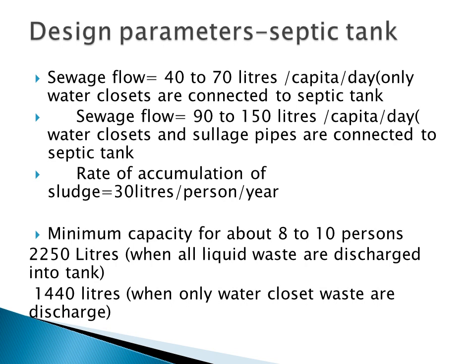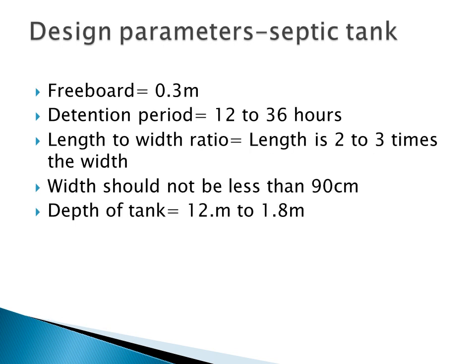Then the minimum capacity is 2250 liters, and 1440 liters when only water closet waste is discharged. The freeboard that should be provided is 0.3 meter. Detention period is normally 12 to 36 hours. Then the length to width ratio: the length is 2 to 3 times the width, and the most important point is that the width should not be less than 90 centimeters. That is, a minimum of 90 centimeter width we have to provide for designing the septic tank.